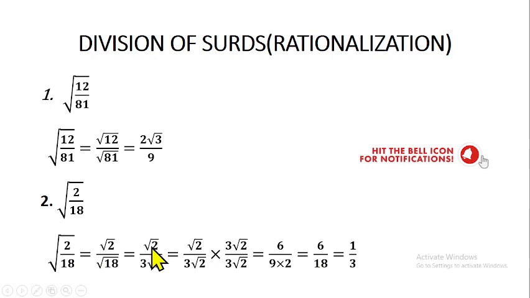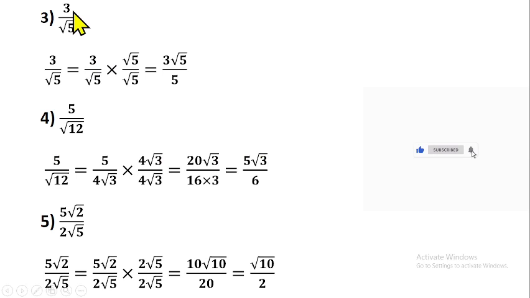Let's see another question. Here now we are having 3 over root 5. I told you we don't leave our answer like this. You can see that the numerator is not in surd form, it's a whole number, but the denominator is in surd form. So we don't leave our answer like this in mathematics or in further mathematics. Anytime you have a fraction and the denominator is in surd form, then what do you do? You rationalize, by using the denominator to multiply the fraction up and down. So I rewrite 3 over root 5 as 3 over root 5 times root 5 over root 5.